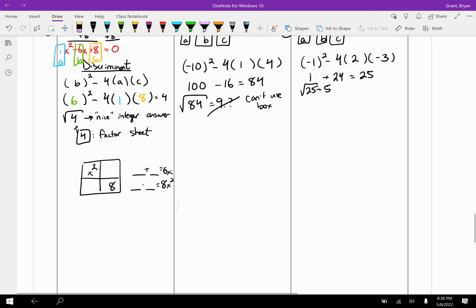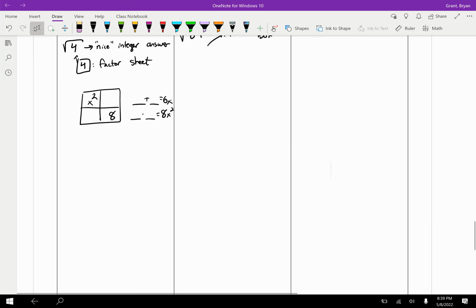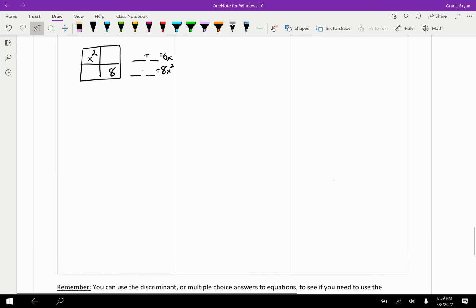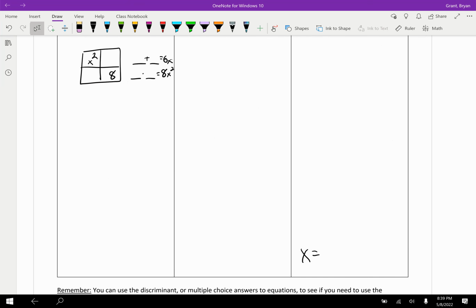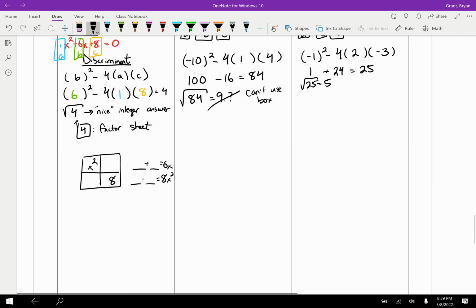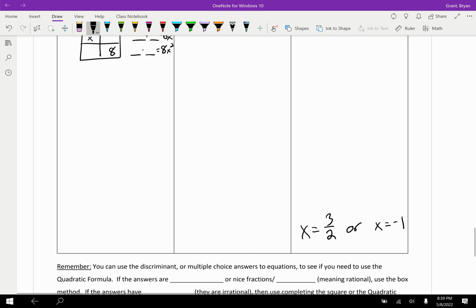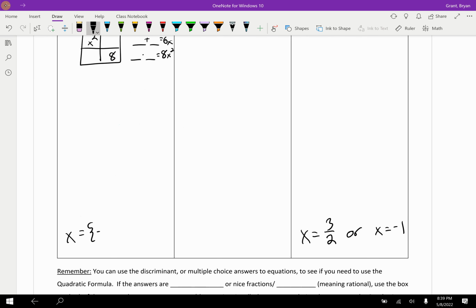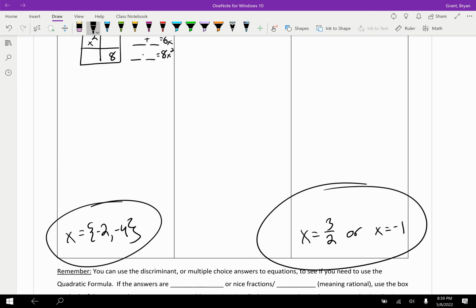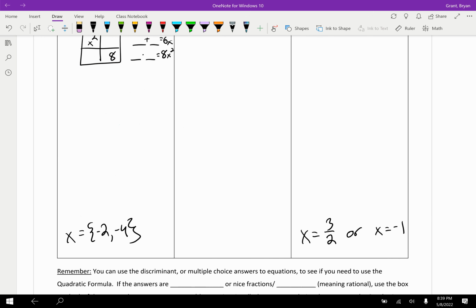Okay, on problem 3, we'll just start with that one. You should have gotten x equals 3 halves or x equals negative 1. You could have said 1.5. On problem 1, you should have ended up with x equals negative 2 or negative 4. And I used both notations. You should be comfortable with either, but those are the two you should have ended up with. If you didn't get those, please ask your teacher. They can totally walk you through it.